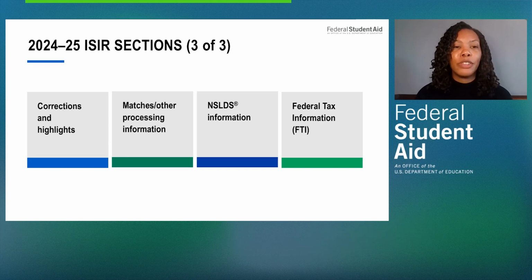We also have a section on corrections and highlights. We have a section on matches and other processing information. So that's going to be your Social Security Administration matches, your DHS matches, things like that. We have the actually broken down NSLDS information. And then we have the federal tax information, or FTI. That's the stuff that you guys are supposed to protect with your lives. And so those are the sections of the ISIR.